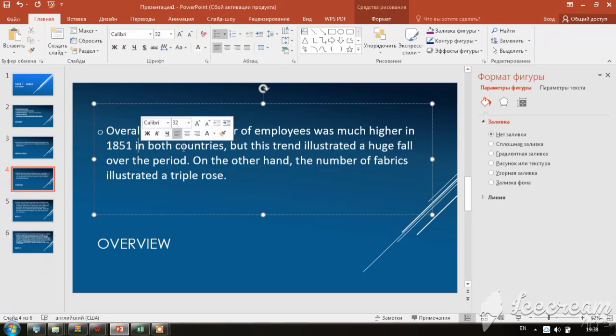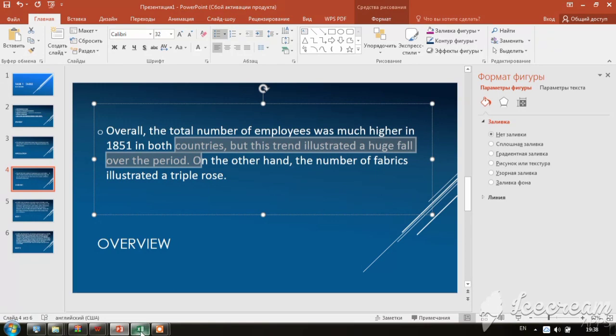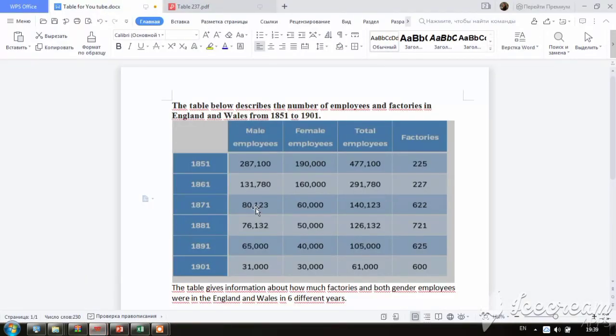Let's do the overall. Overall, the total number of employees was much higher in 1851 in both countries.